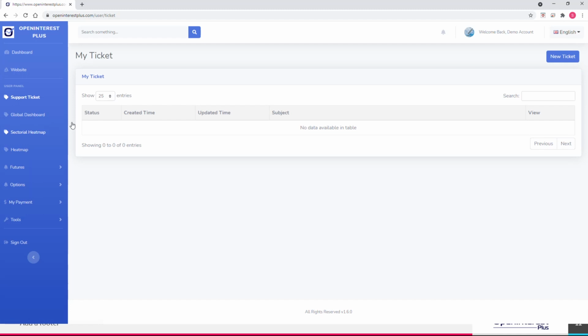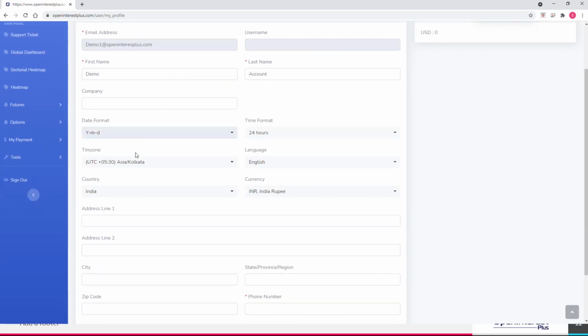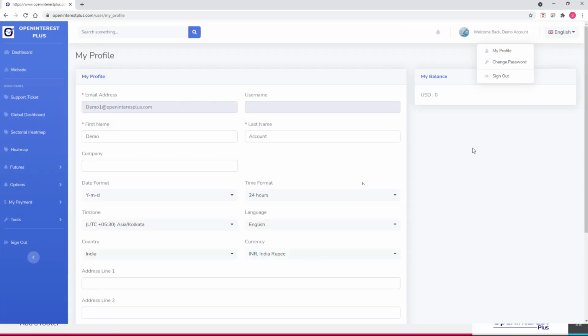So that was about the ticketing system that is already built into the system. And there is an option to update the profile page. From the top navigation, you have the option to change password. You can click on my profile, and you can key in your information. You can change the time zone, the currency, and I would suggest you update the address and phone number, so that we have the right information about our participants. Basically like a KYC system.